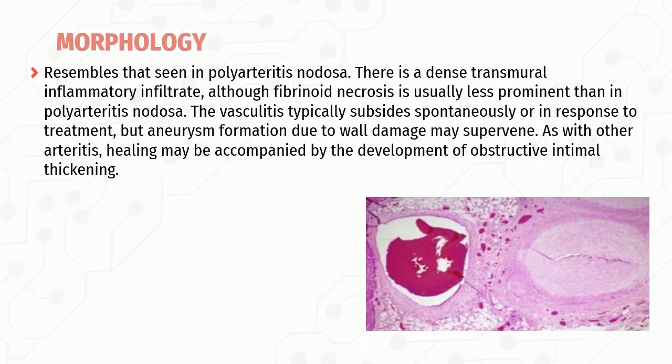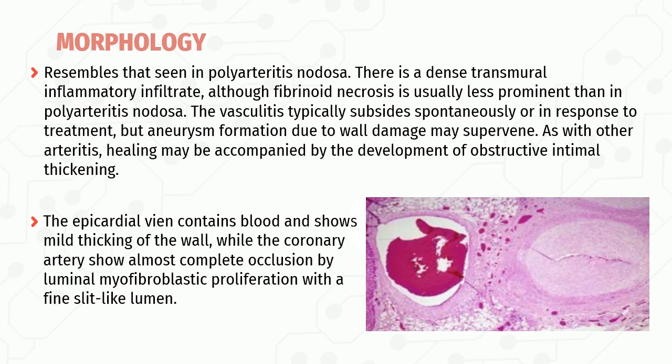The morphology resembles that seen in PAN. There is a dense transmural inflammatory infiltrate, but fibrinoid necrosis is usually less prominent than in PAN. The vasculitis typically subsides spontaneously or in response to treatment, but aneurysm formation due to wall damage may supervene. As with other arteritides, healing may be accompanied by the development of obstructive intimal thickening.